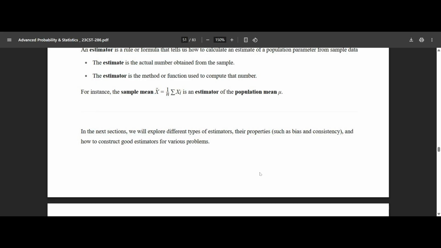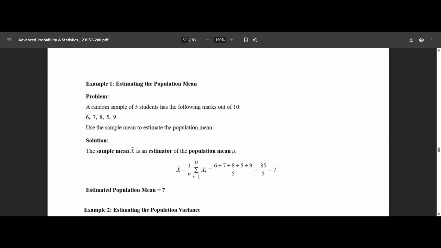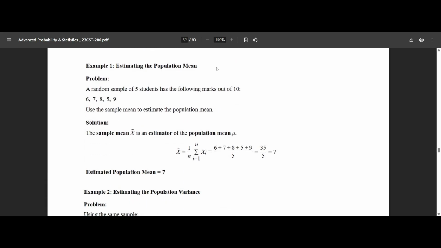So let's move on. Firstly, let's see an example of how to estimate the population mean. A random sample of 5 students has the following marks out of 10. Use the sample mean to estimate the population mean. Given the sample 6, 7, 8, 5, 9, its mean is 7. So the estimated population mean is also 7. That is, if we include the marks of the remaining students and calculate everyone's mean, that would also be 7. That's what we estimate.